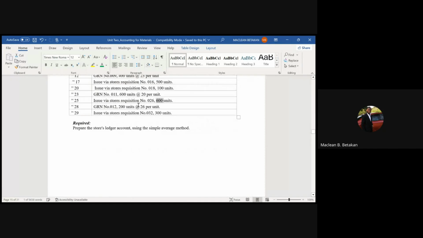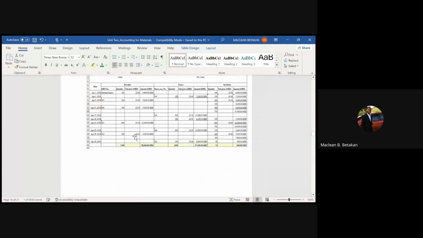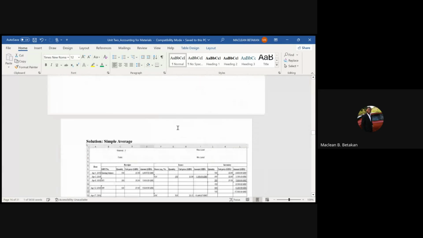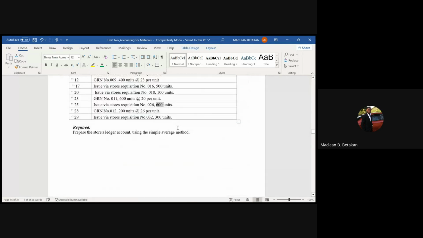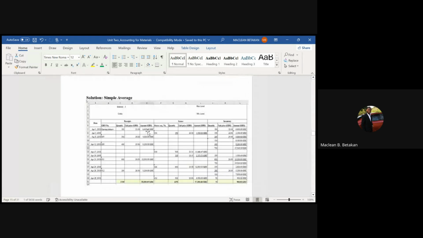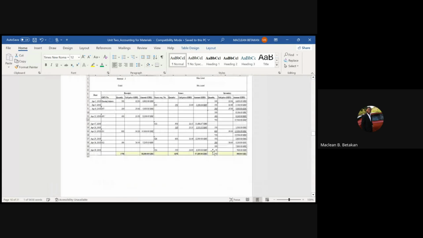Then let's see the next transaction, which is 200. We are going to receive 200 units at 26 cedis per unit. 200 is here at the receipts. Then we move it to the balance to 226. And the last transaction is to issue 300 units. Now, as we are issuing 300 units, we have 150 and then 200 units in stock. So what price are we going to use to issue the 300 units?